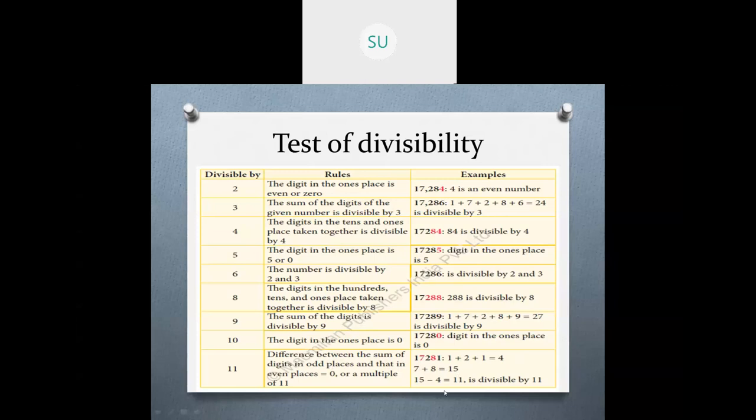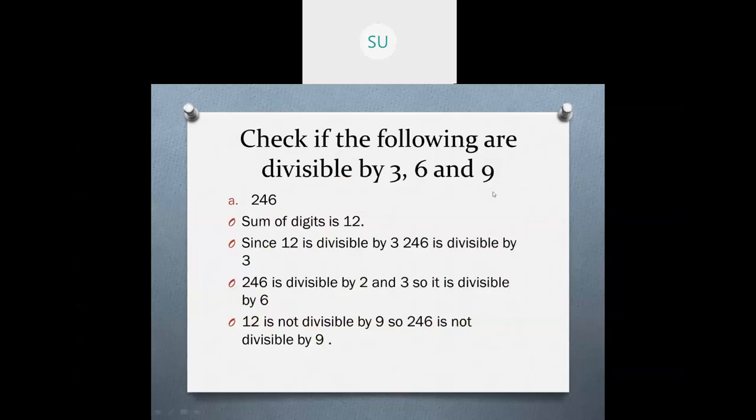Now I have to find the difference between these. So 15 minus 4 is 11. Okay, 11 is a multiple of 11, so it is divisible. So the entire number is divisible by 11. As we do problems, you'll understand it much more clearly.